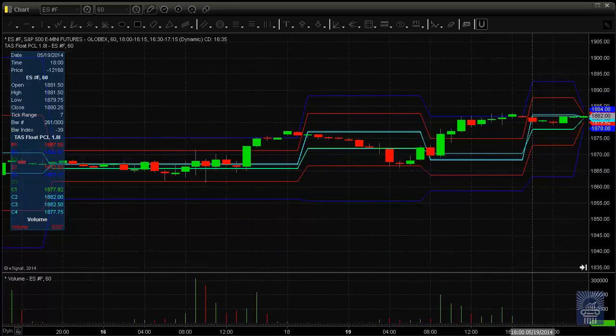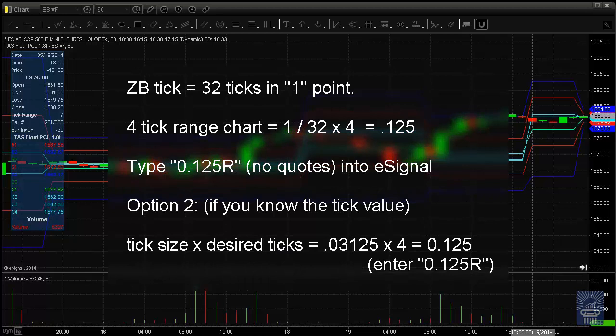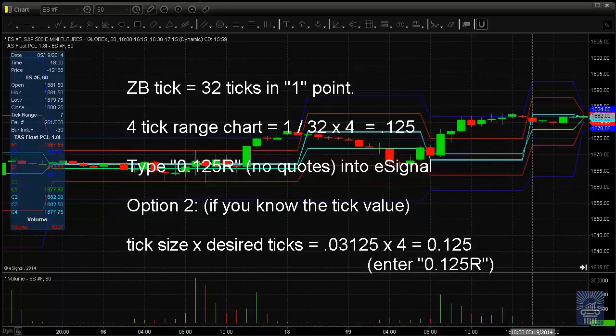Finally, let's do one last example. Let's take the ZB, the T-bond futures. They have a 32-tick increment in 1 point. This means that you have to divide 1 by 32 and get 0.03125 or 1/32. So for a 4-tick chart, you would multiply 1/32 by 4 and get 1/8 or 0.125. Since eSignal doesn't accept fractions, you would enter 0.125R in eSignal to get a ZB 4-tick chart.